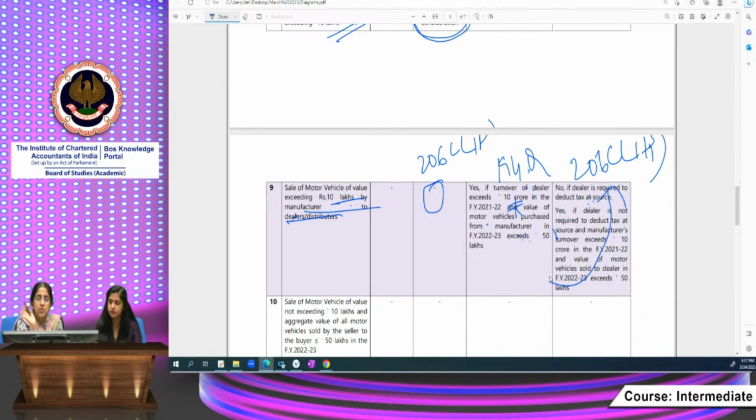If 194Q is attracted for the dealer, then you need not go into it at all. If 194Q is not attracted, then you have to see in the case of the manufacturer whether his turnover exceeds 10 crore in the previous year 2021-22. If the answer is yes, whether the current year sales exceed 50 lakhs. If the answer is yes, then this will be attracted. If either one of the answers is no, this also will not be attracted. I hope this is clear.